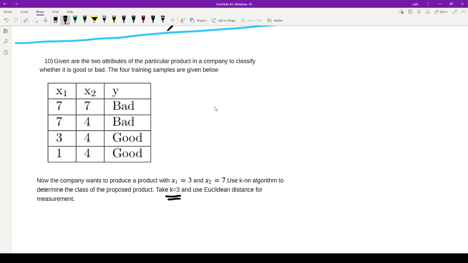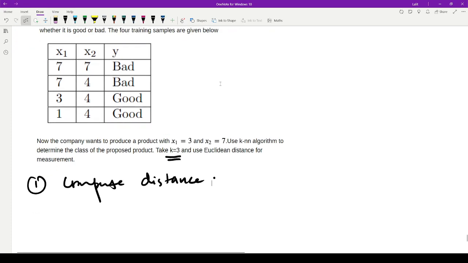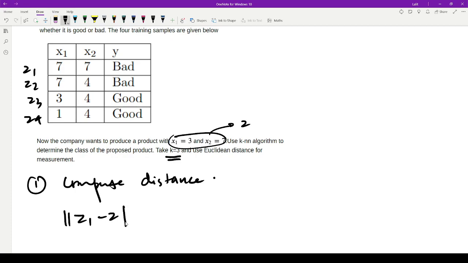We need to find the nearest points. For that, we need to compute distance. So step one is compute distance. Let this new point be some z, and the old points be z1, z2, z3, and z4. The distance between z1 and z: I'll just take the squared distance, which is (7 minus 3) squared, 4 squared, plus (7 minus 7) squared, 0.